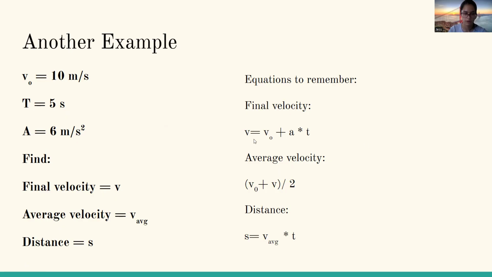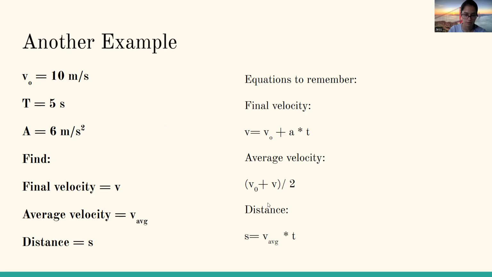Okay, so let's find the final velocity first. So let's plug these variables into our equation. So 10 plus 6 times 5. So 6 times 5 is 30, plus 10 gives us 40. So that is our final velocity.